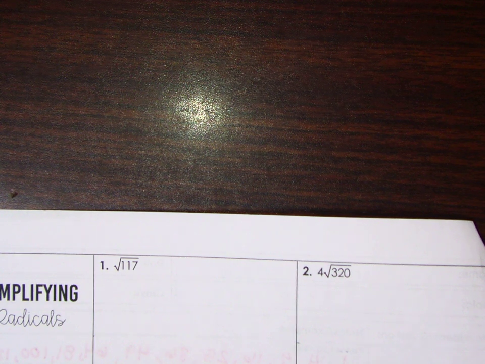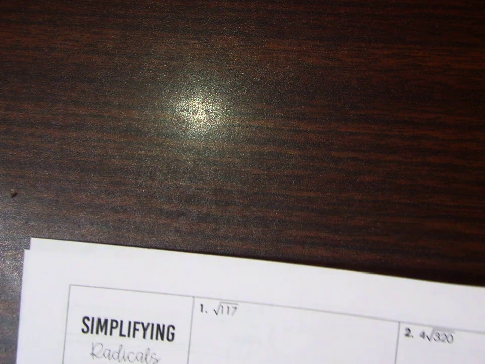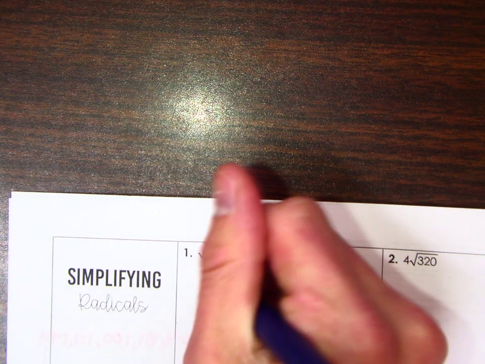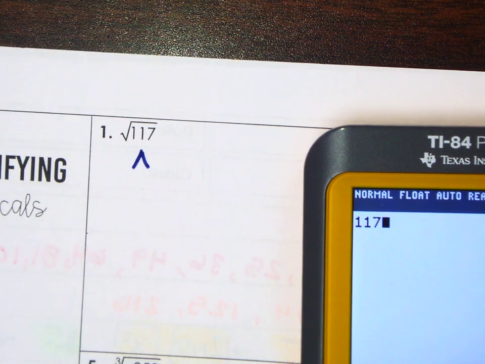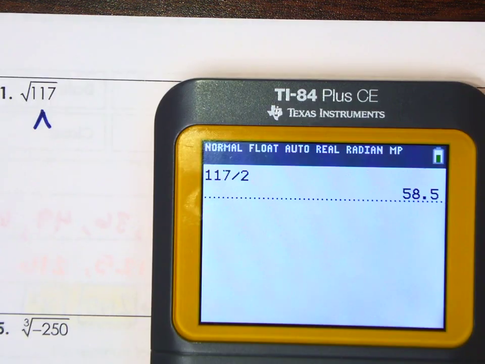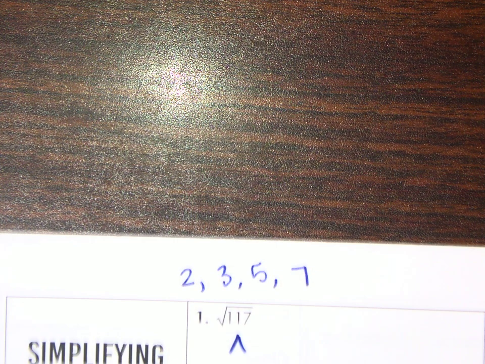All right, the next part is simplifying the radicals. Now, we've done this before. It's been a while, but this is back when we did a little tree. All right, so we're going to break 117 down. I'm going to first try to divide it by 2. If that doesn't work, because it gives me a decimal, I'm going to try 3. Your go-to numbers that you try to divide are 2, 3, 5, and 7. Normally, one of those guys will work.